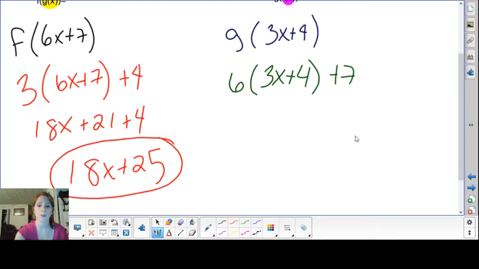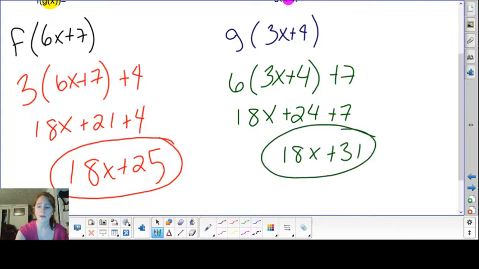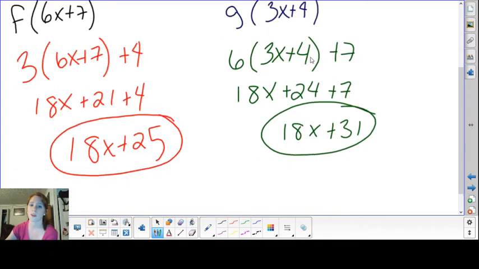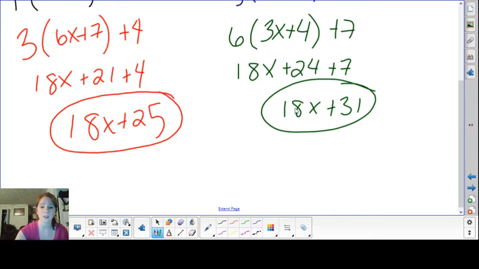Again, going to multiply that through. So I have 18x plus 24 plus 7, which gives me 18x plus 31. So if you notice, while I did the opposite here between the first and the second example, they are similar, but not the same.